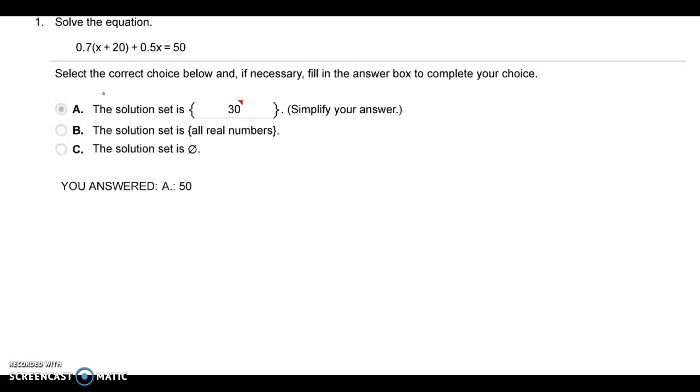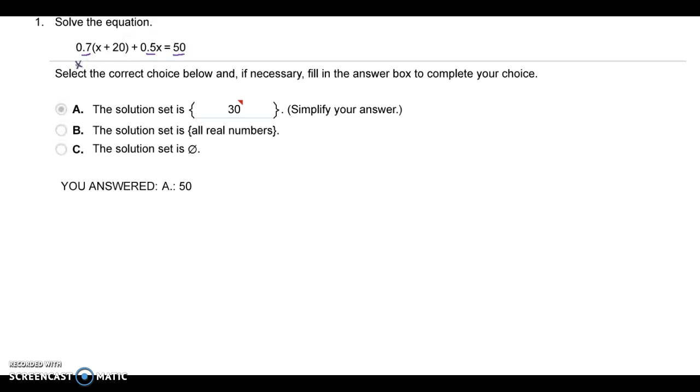Alright, this problem involves decimals, and so a lot of times students want to get rid of the decimals. So we have a 0.7, a 0.5, and a 50. Remember, anything inside parentheses does not need to be affected by this. So the 0.7 and the 0.5 both have one decimal place, so the maximum number of decimal places is 1.